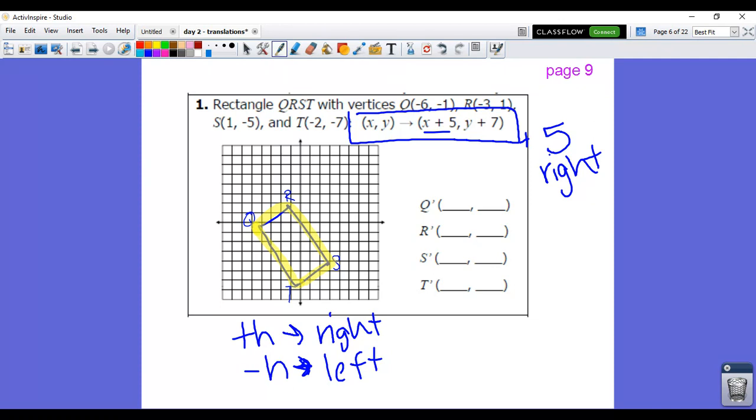Okay? And then over here, the y is our up and down. So because it's a positive 7, we're going to go up 7. So if it's a positive k, we go up. If it's a negative k, we go down. And it's really that easy. Okay? So what does this mean? It means in our figure over here, we can start at any point, and I'm going to go to the right 5 and then go up 7. So I'm going to go over here.